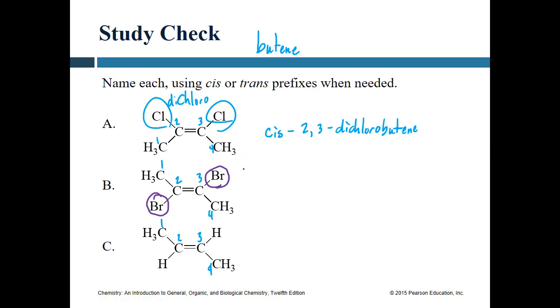Here I have a pair of bromo groups. So this would be dibromo. We can see that they are on opposite sides of that double bond. One is in the up position, one is in the down position. So this would be trans. Trans 2,3-dibromobutene.